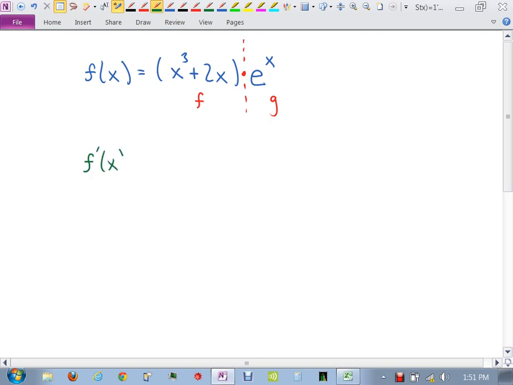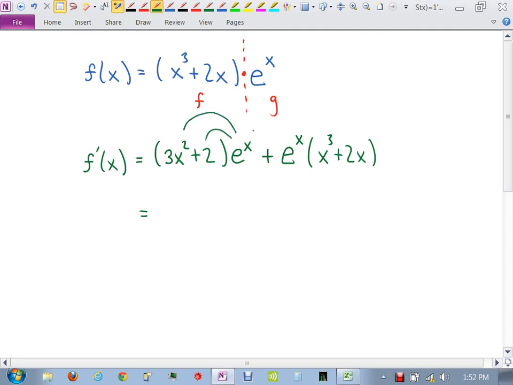So the derivative will be f prime. What's the derivative of f? 3x squared plus 2 times e to the x, but because there are two terms, I need to put that in parentheses, right? Plus the derivative of g, e to the x, times x cubed plus 2x. We're pretty much there. There's several ways you could do this if you want to clean it up. You can multiply the e to the x through.